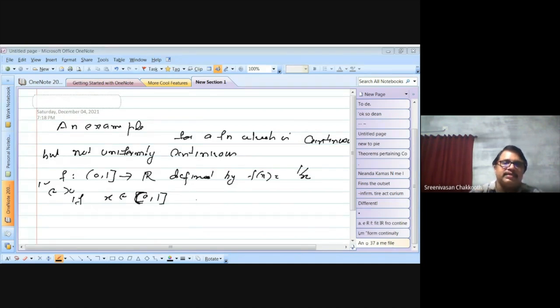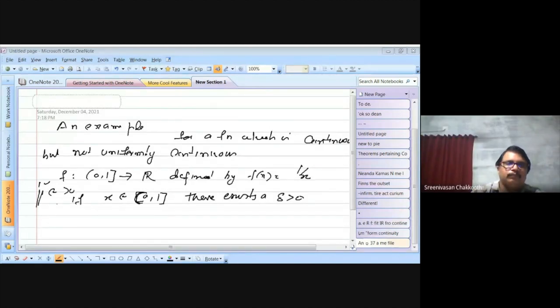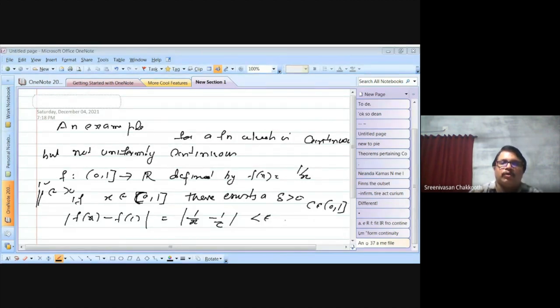we need to show that there exists a delta greater than 0 such that modulus of f of x minus f of c, equal to modulus of 1 by x minus 1 by c, where c belongs to the semi-closed interval 0, 1, is less than epsilon whenever x belongs to the semi-closed interval 0, 1 and mod x minus c is less than delta. This is what we need to prove that f is continuous at c.